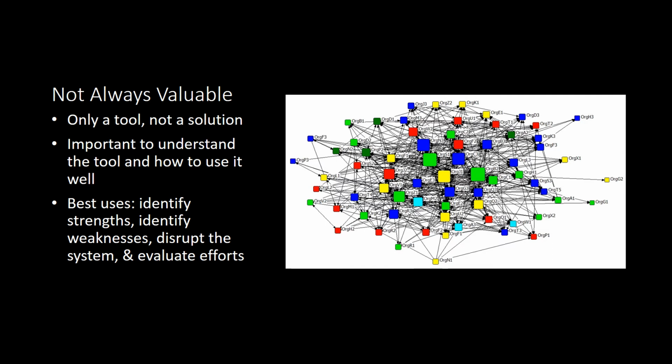And in addition, even if what is ultimately produced looks like this image to the right, the activities that are included in this series are designed to help community groups uncover important insights about their system so as to better inform their efforts to work together to tackle complex problems. I have found that the best uses of network analysis for community groups is to identify the strengths of the system, identify the weaknesses of a system, disrupt the system, and evaluate efforts.